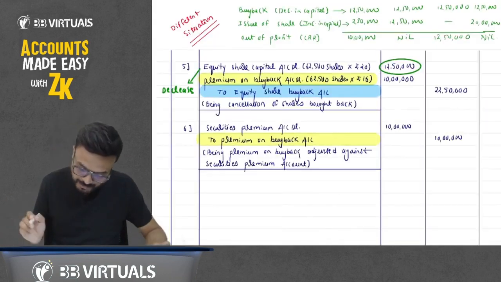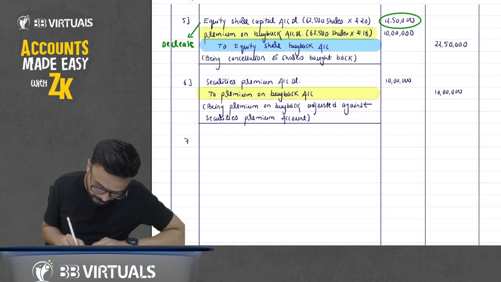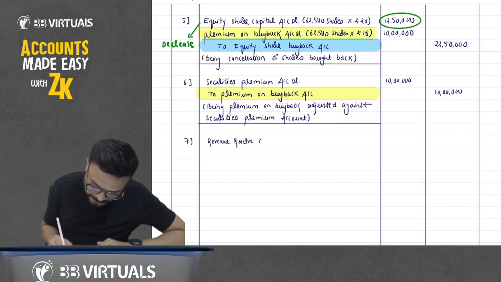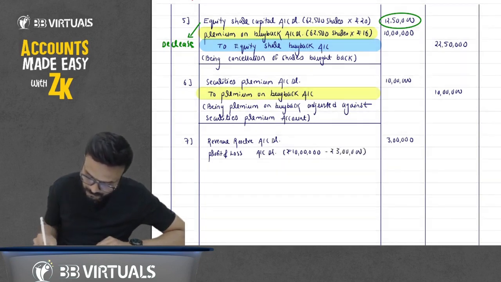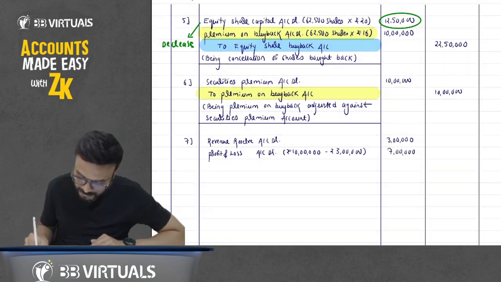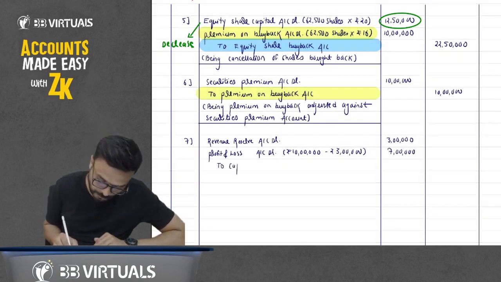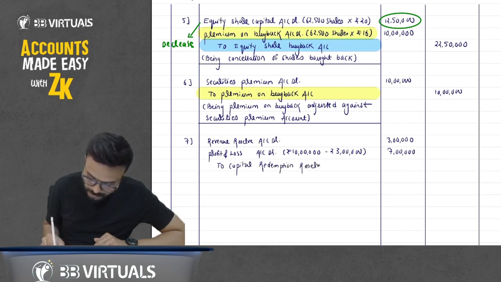Okay. So write down here. Entry number seven. Revenue reserve account debit. How much is it? 3 lakhs. Then profit and loss account debit. The total required to transfer to CRR is 10 lakh. Out of 10 lakh, 3 lakhs we are transferring from revenue reserve. It means 7 lakh we are transferring from profit and loss account to capital redemption reserve account. How much is it for capital redemption reserve account? 10 lakh.